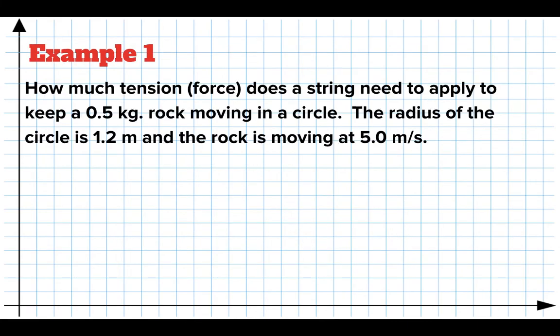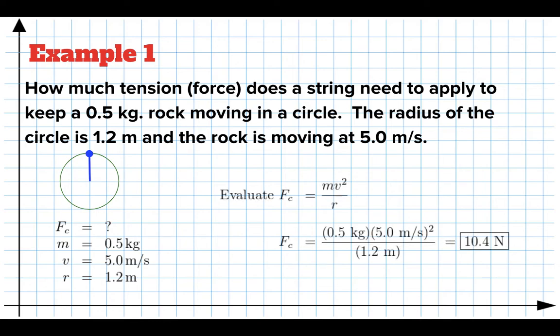So let's solve a couple example problems. How much force would you need if you wanted to make a 0.5 kilogram rock move in a circle? We'll assume the radius is 1.2 meters, and we'll assume the rock is going 5 meters per second. So here is the list of variables. We don't know the centripetal force. We're going to use the centripetal force equals mv squared over r to calculate it, and it turns out to be 10.4 newtons. That's a fairly straightforward problem. I can't imagine you're going to have much problem with that.